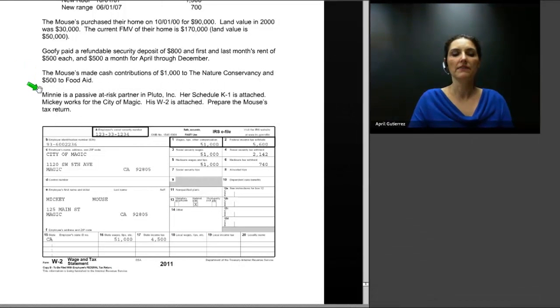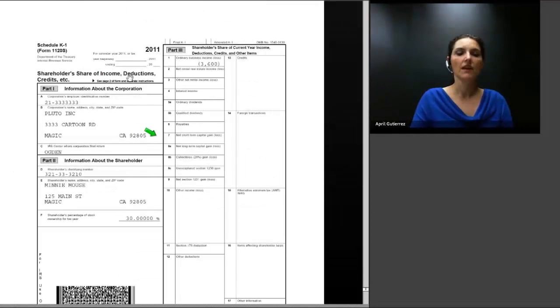Mickey is a passive at-risk partner in Pluto Inc. Her Schedule K1 is attached. Mickey works for the City of Magic and his W-2 is attached. Prepare his tax return. And here is the Schedule K1 for the S corporation called Pluto Inc. And your job is, of course, at this point to complete the homework assignment for session 19, which involves preparation of a tax return for Mickey and Minnie Mouse.